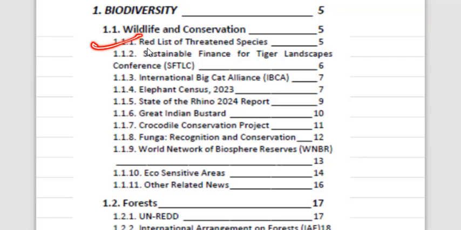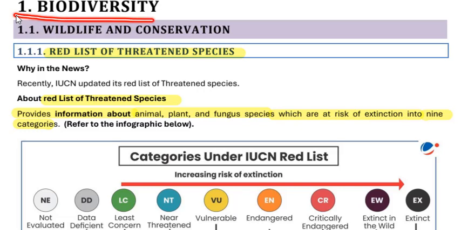Let's start with the first topic, that is the red list of threatened species. Under biodiversity, the first topic covered is wildlife and conservation. Under wildlife and conservation, the first topic here is the red list of threatened species. We can see it is in the news. Recently, IUCN updated its red list of threatened species. This red list is published by IUCN, the International Union for Conservation of Nature, having headquarters in Switzerland.